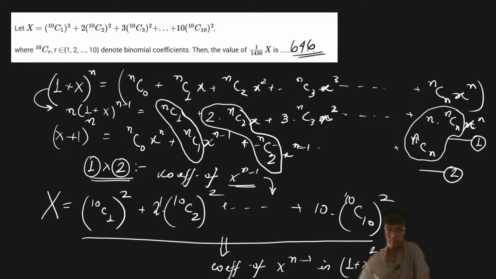So okay, once you're able to get the value of x, then the question is much simpler. You just have to find the required value. What is the required value of x upon 1430? Is this part clear to all of you?